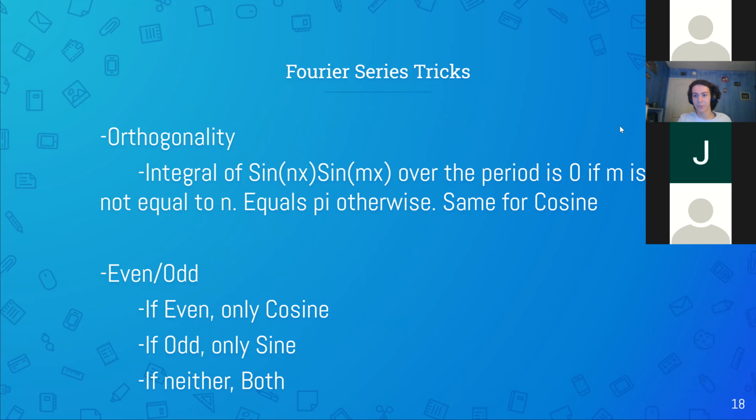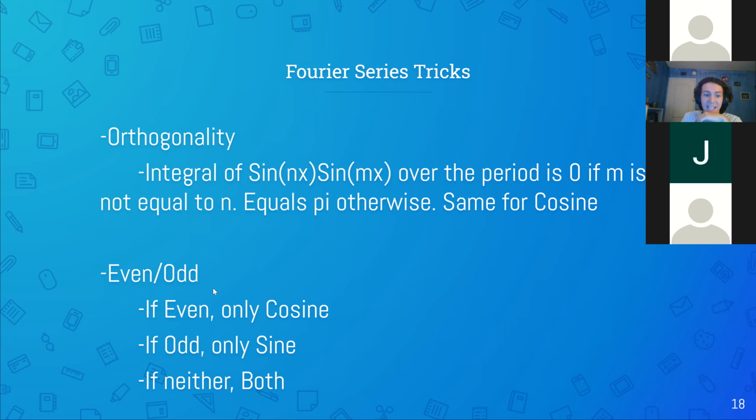Okay, so orthogonality. This is something I mentioned before. The integral of sine of nx times sine of mx over their period is 0 if m is not equal to n. It's equal to pi otherwise, and it's the same for cosine. And if you multiply sine of nx and cosine of mx for any n and m, it's equal to 0 as well. That orthogonality is important.